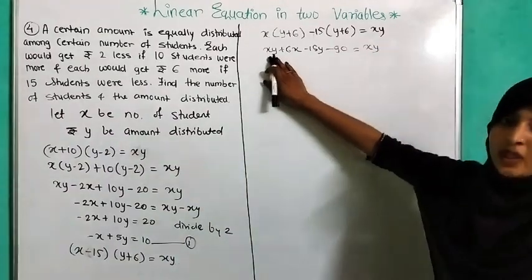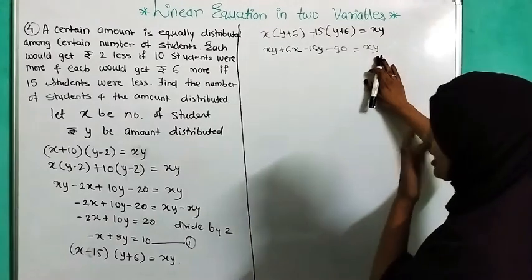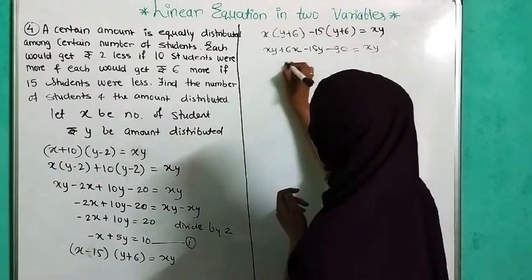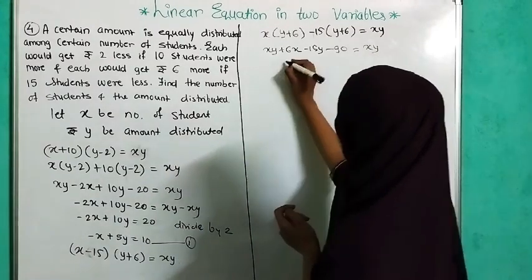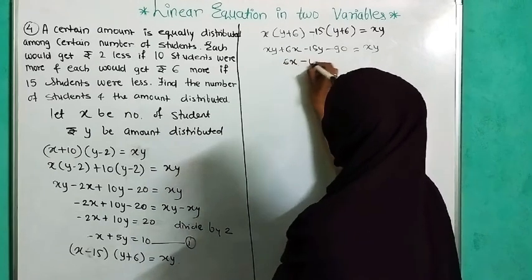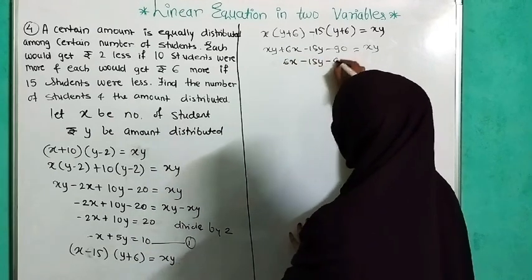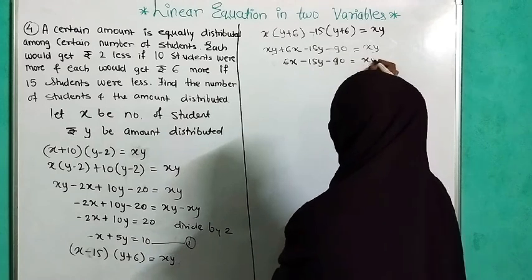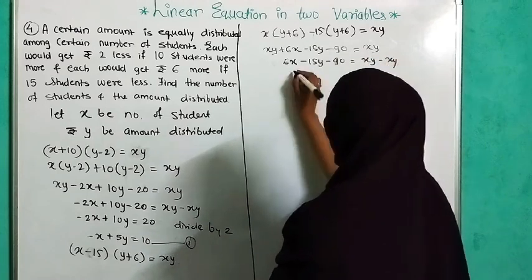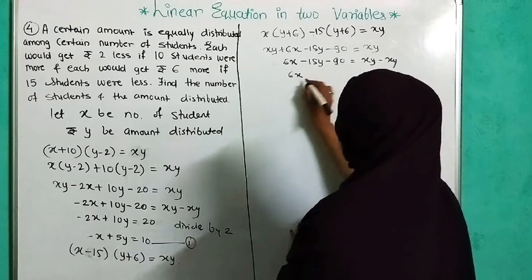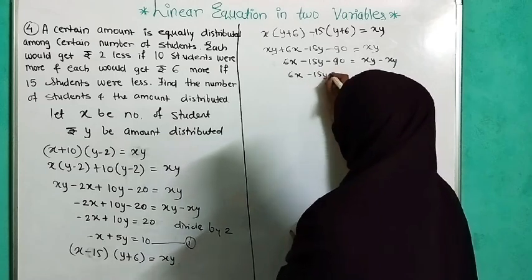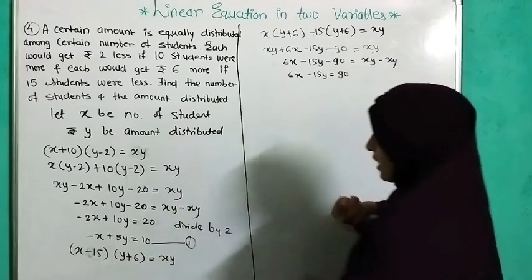xy is positive over here. If you are going to shift here, it becomes negative. So 6x minus 15y minus 90 is equals to xy minus xy, or else we can say 6x minus 15y is equals to positive 90.